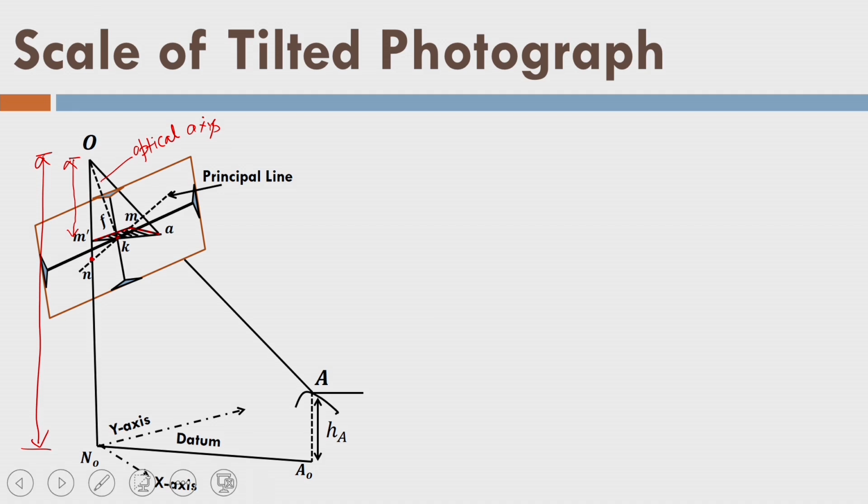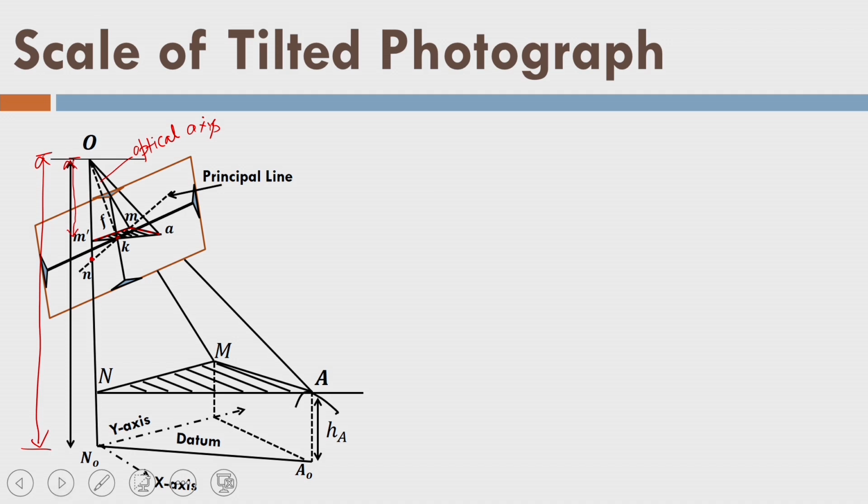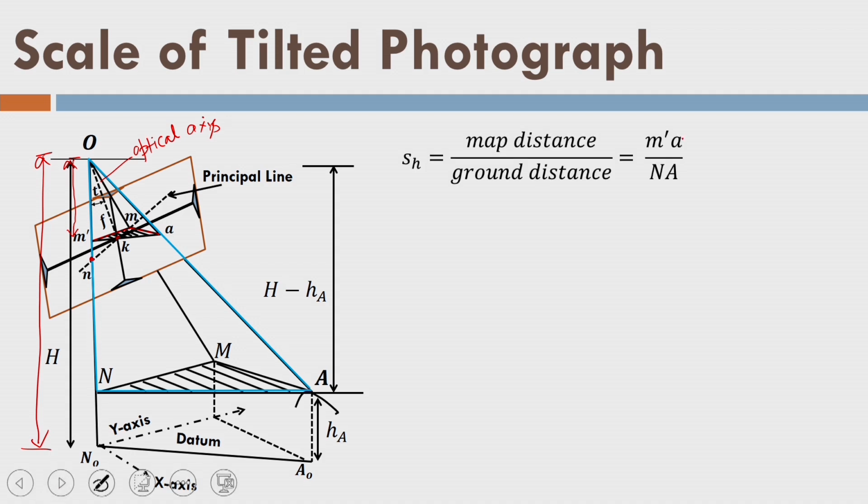So let us draw a triangle which is in the horizon plane. We are also drawing the same triangle on the ground surface, which is shown by NMA. This is the flying height H, this is H minus HA. This triangle, that means O M dash A in the image, and this triangle, capital O, capital N and capital A, are similar triangles. So I can say M dash A divided by NA is the scale of the tilted photograph.